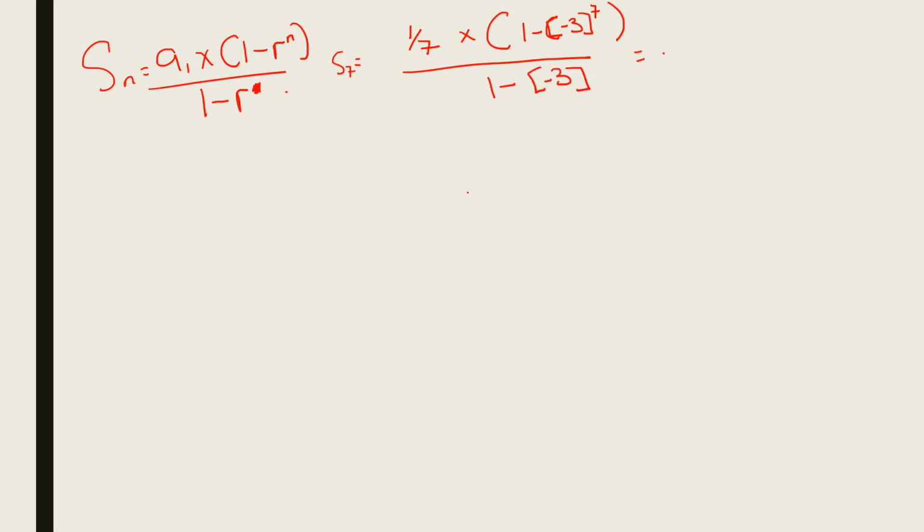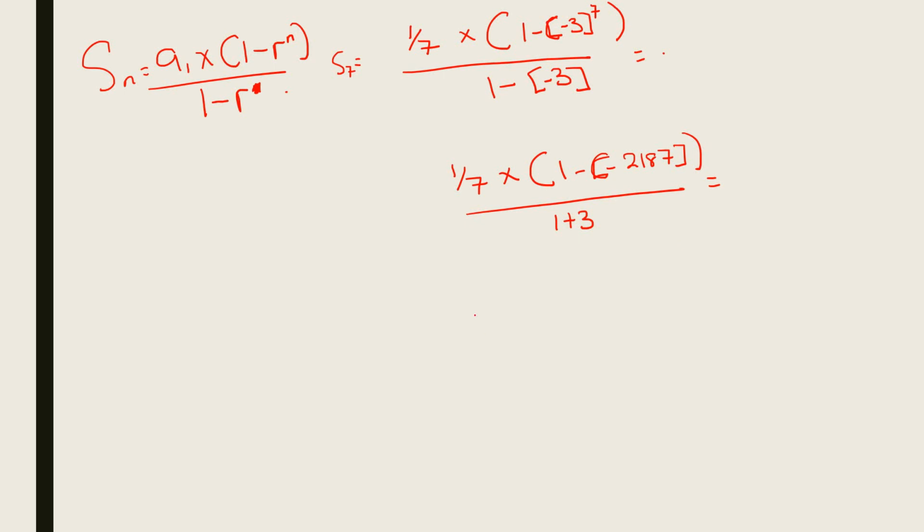Okay, so we have 1 over 7 times 1. Now what's minus 3 to the power 7? Now this is a negative number raised to an odd number, so our answer will still be negative. That will be minus 2187. Just put it here. Minus times minus, that will give me plus, that will be 1 plus 3.